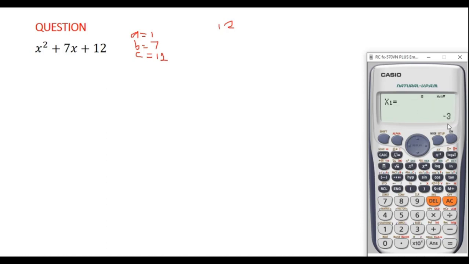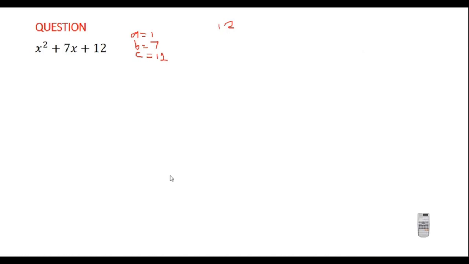It's going to give you the first answer, which is usually called S1. We can see from here that S1 is negative 3. Whatever answer the calculator gives you, if that answer is negative, pick it as positive. If that answer is positive, pick it as negative. Here the answer the calculator gave us was negative 3, so you are going to pick it as positive 3.